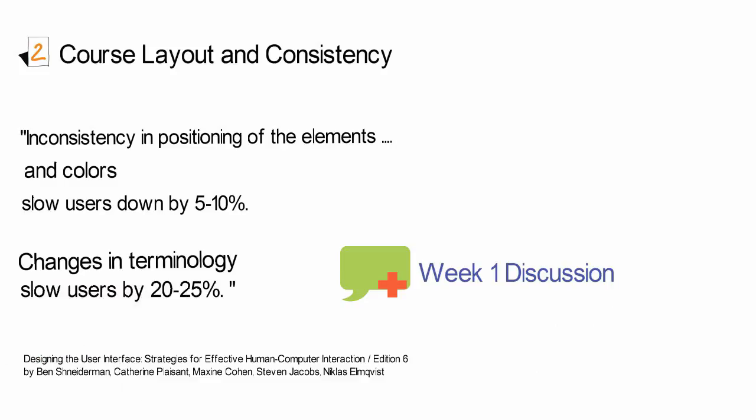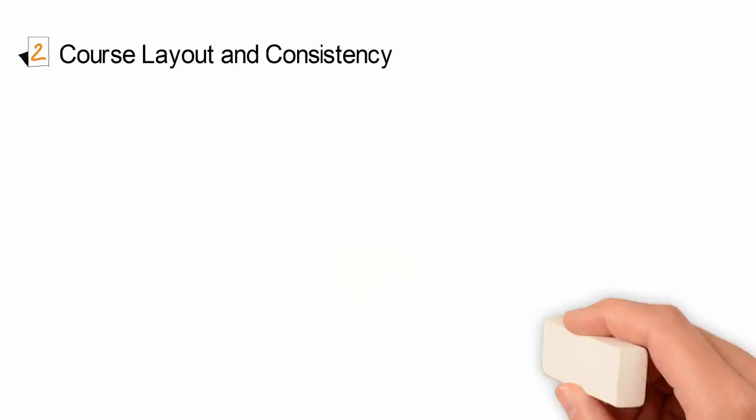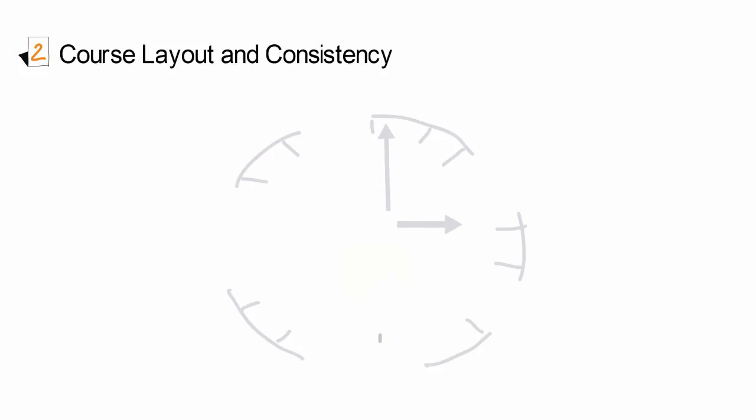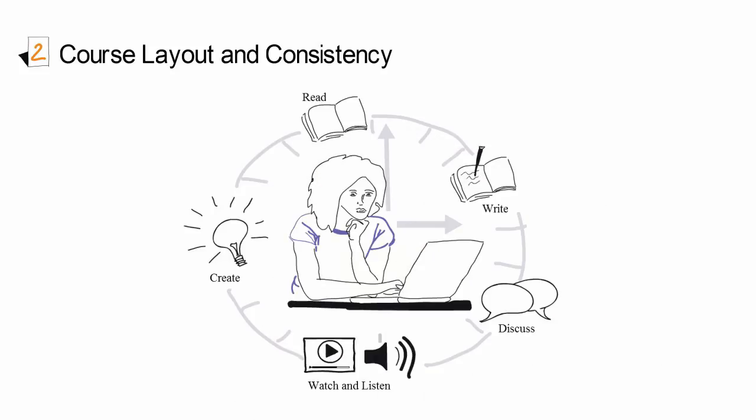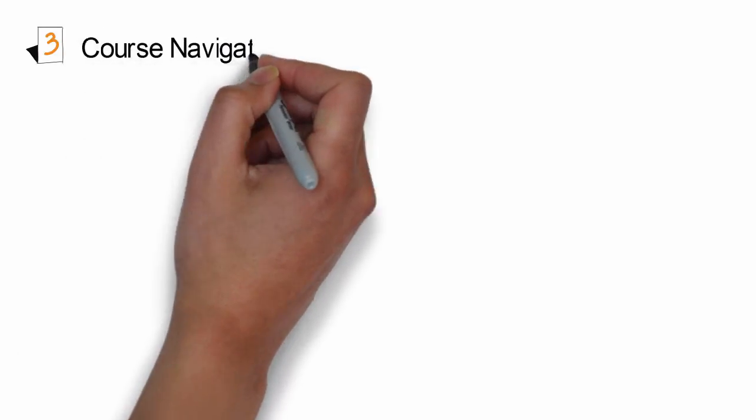So if you call Assignment 1 Week 1 in the syllabus, use the same name throughout the course and use the same naming convention for the rest of the assignments. If you avoid inconsistency, students will have more time for interacting with course content rather than wasting time on navigating the LMS. Number 3, course navigation.